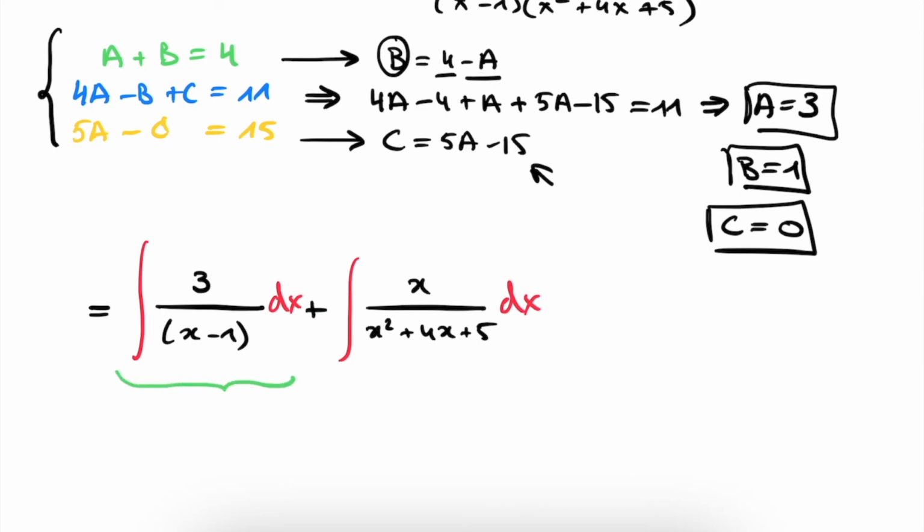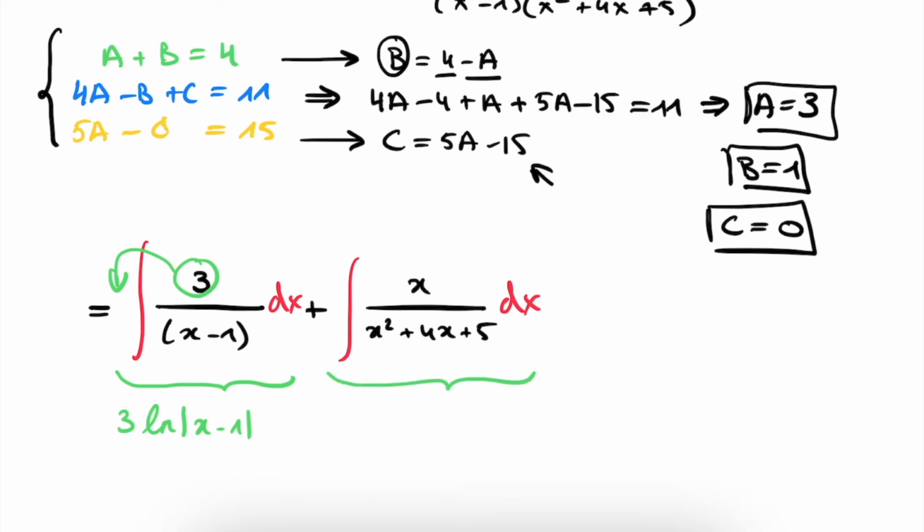Solving this integral should be clear by now. This simply becomes this integral of 1 over u du, and this simply becomes the ln of the absolute value of x minus 1 times 3, since this 3 can be put outside of the integral.